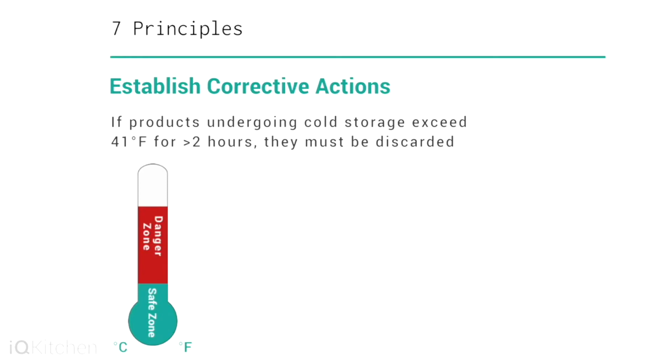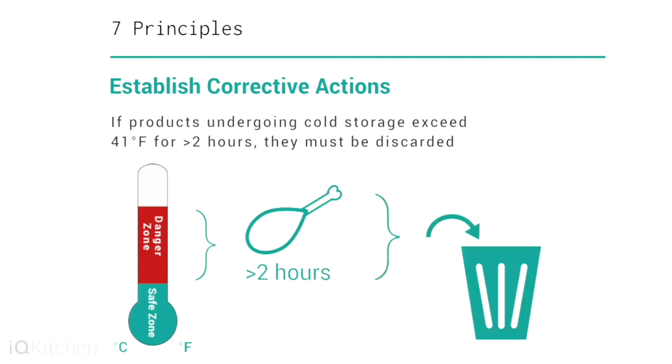Principle 5. Establish corrective action. Corrective actions are the procedures that are followed when a deviation in a critical limit occurs. Also, an investigation must be conducted to determine what caused the deviation and how to prevent recurrence.